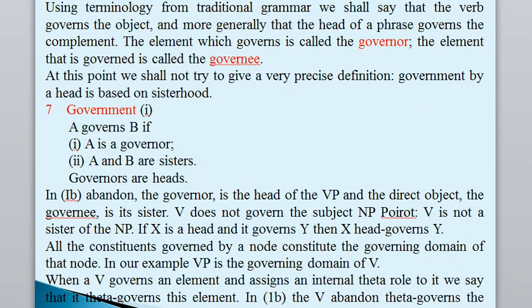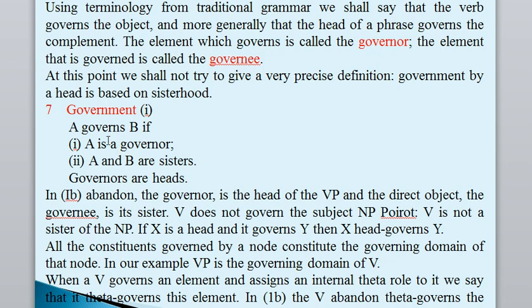Using terminology from traditional grammar, we say that the verb governs the object. This is another term, government. More generally, the head of a phrase governs the complement. So in each phrase, the head of the phrase governs the complement. The element which governs is called the governor. We call the head the governor, and the element that is governed is called the governee. We call the complement the governee.